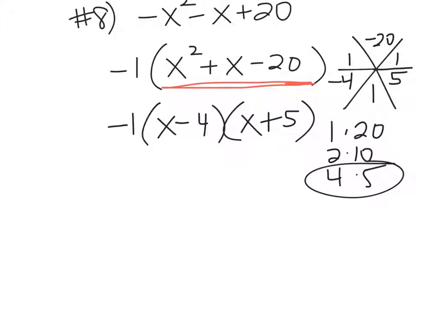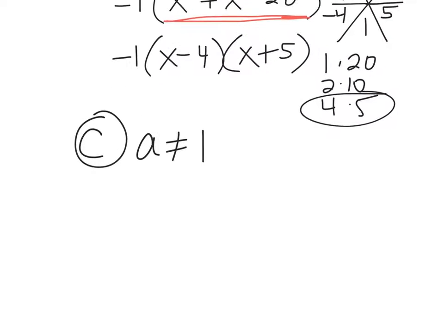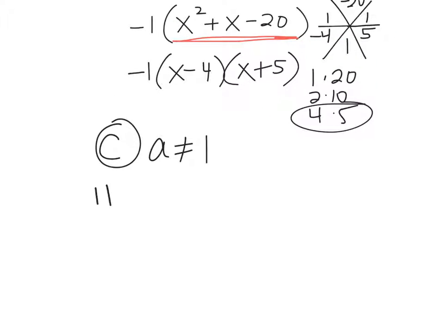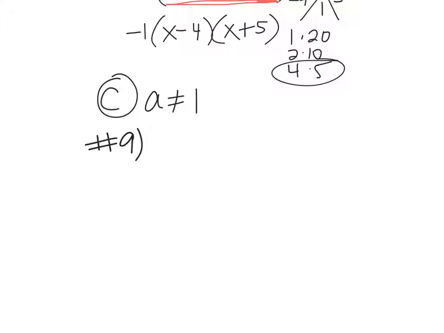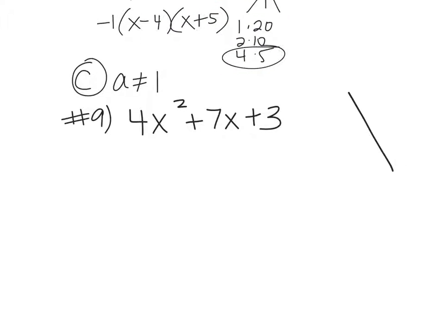So we did GCF, we did star factoring, and now let's do star factoring where a is not going to be simple anymore. A is not going to be 1, and it's not going to factor out either. All right, number 9. Here we go. We're going to do 4x squared plus 7x plus 3. Now these aren't the simple ones where it just factors x plus 3 times x plus 1 or something. You can't do that here. So you're going to do your star method again.